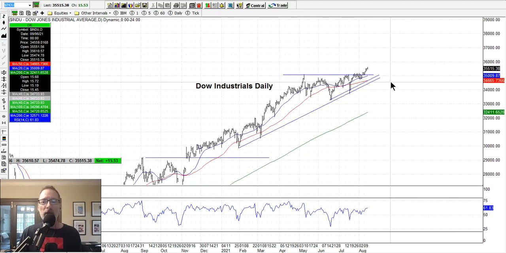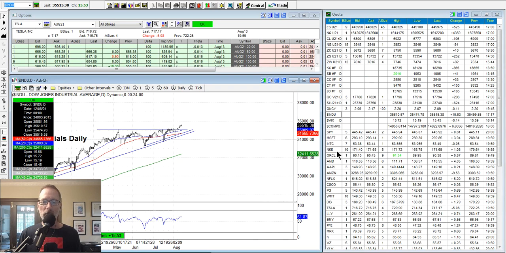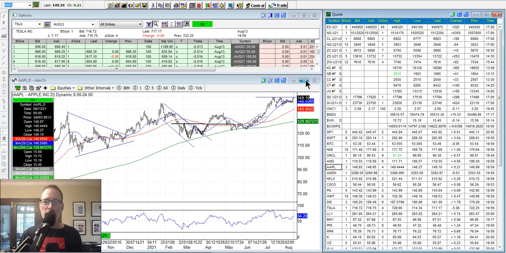The S&P 500 looks good. The NASDAQ looks good. They're all making new all-time highs. Okay, so the indexes look strong. Let's take a look at some individual stocks and see what they are doing. We always start with Apple. We like to look at Apple.